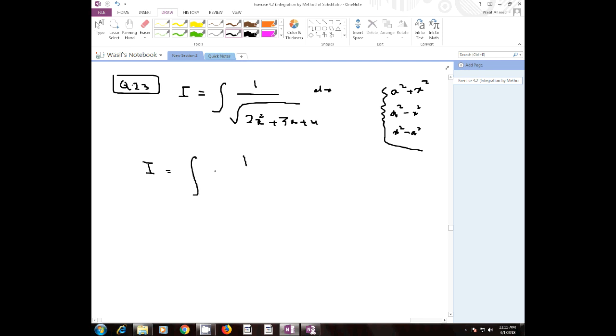And according to the technique of completing the square, there must be no coefficient with x square. That is, the coefficient of x square must be 1 only. Therefore, 2 has to be taken as common between the terms in the square root of the denominator. So take it as common. You have x square plus 3 divided by 2 x plus 4 divided by 2, that is 2.